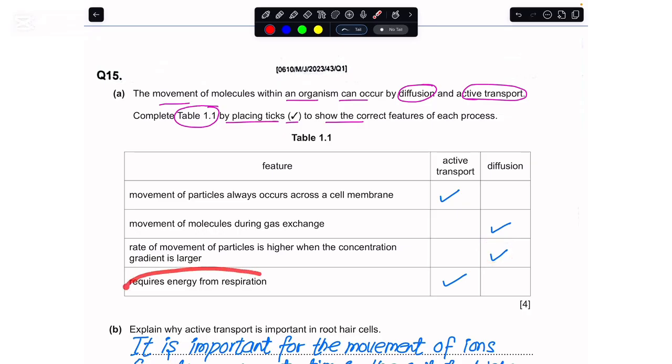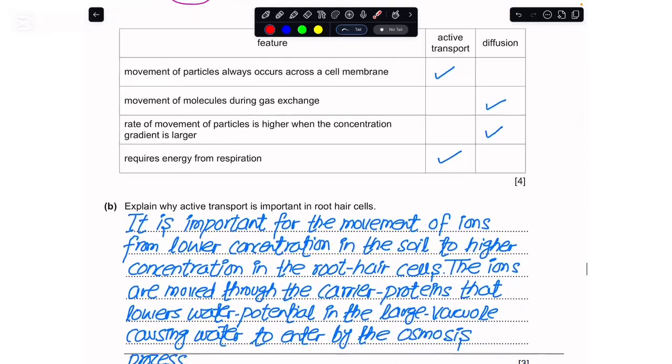They say it requires energy from respiration, and that would need us to put a tick here because this is active transport. Why does it require energy from respiration? Because this mechanism moves the ions against the concentration gradient. So for that purpose, we need the energy for the carrier proteins to work so that they can move the ions from the lower to the higher concentration.